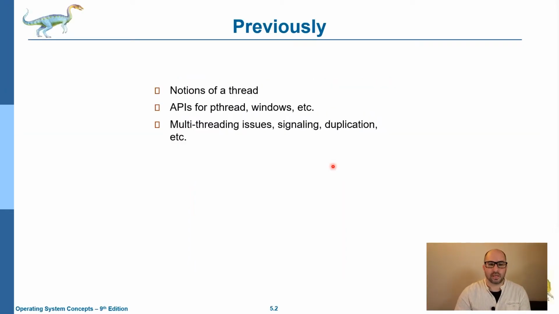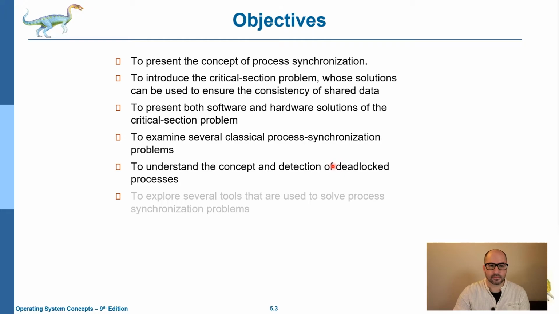So just to recap what we should have covered previously and what you should be familiar with is the notion of a thread, what that means on a CPU and what that means in an operating system or in a program. The APIs for threading, pthread, Windows, and the one for OS X. Then the other multi-threading issues such as signaling, how signals are handled across a process with multiple threads, how you might fork or clone a process and when that's necessary.